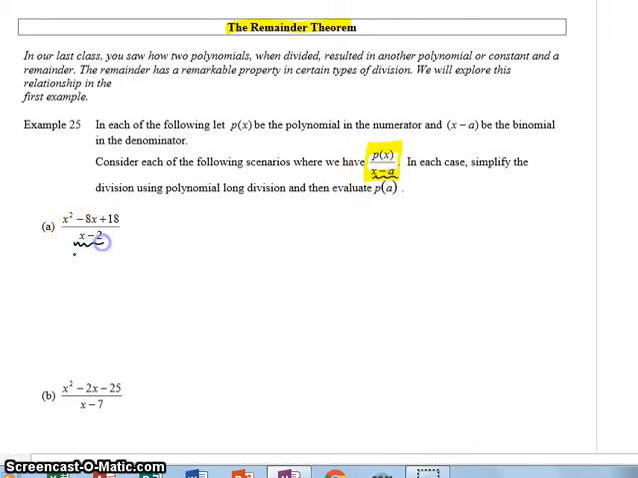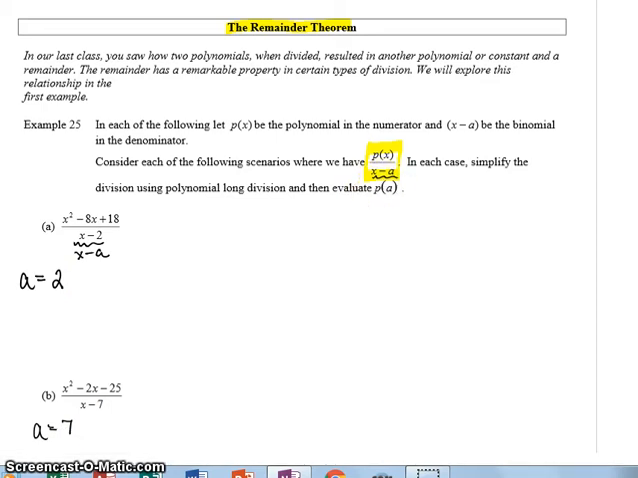Don't forget, the denominator is saying x minus a. So if this is x minus 2, then your a is always the opposite sign, so it's positive 2. If I jump ahead to b, my a is positive 7. That's just identifying what a is.